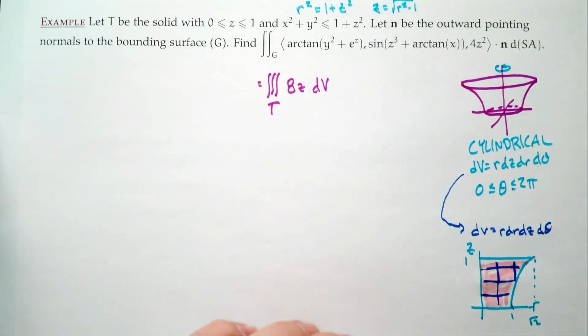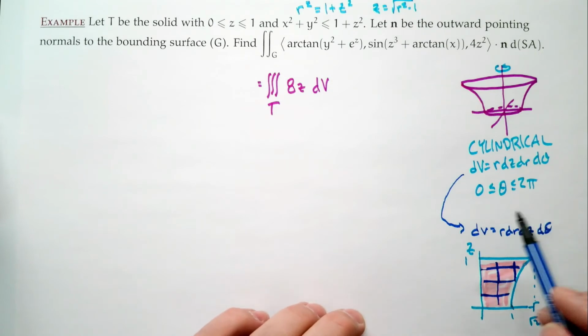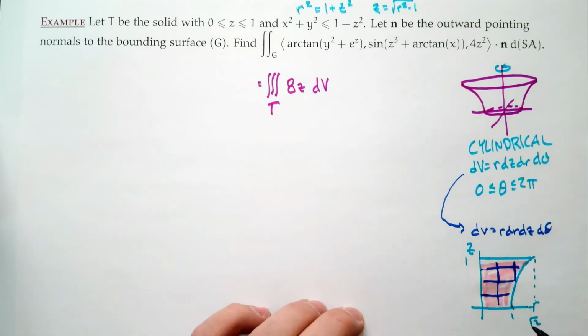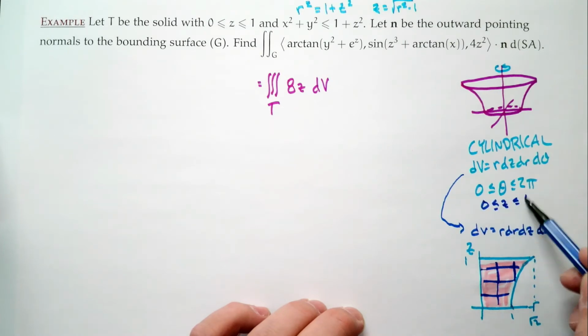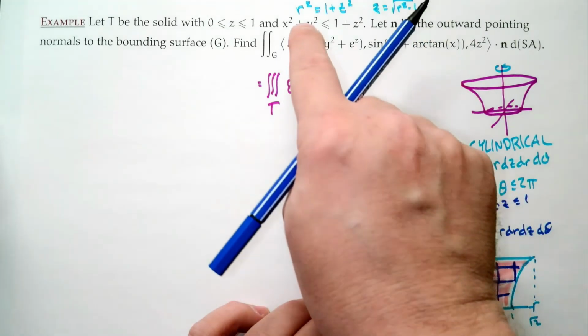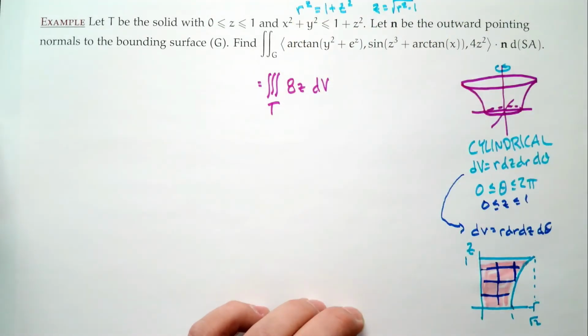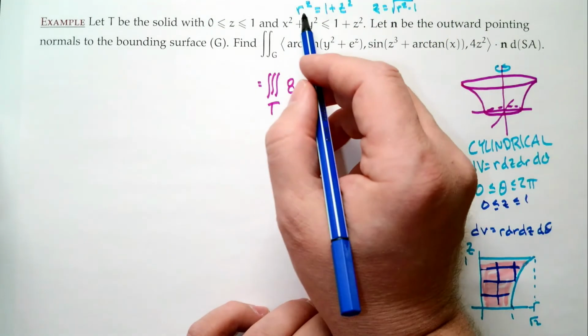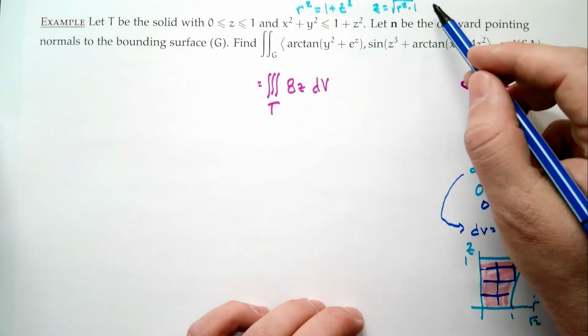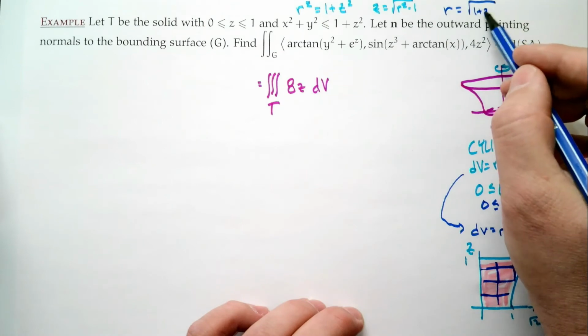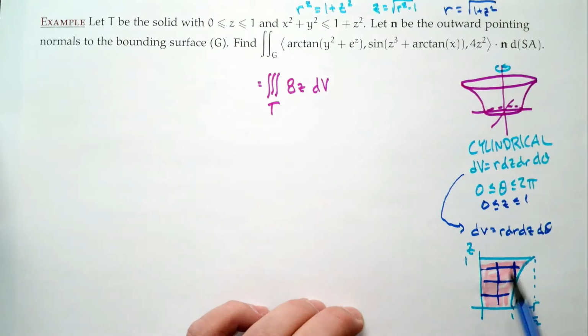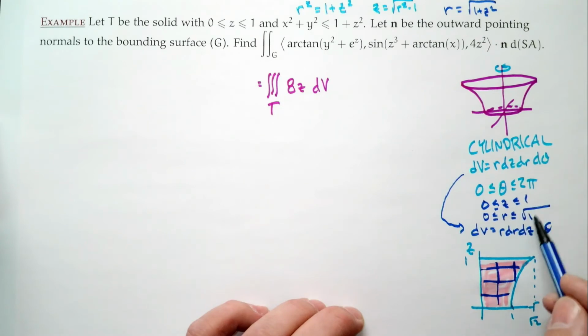So let's talk about z. Where does z go from? 0 to 1. Where does r go from? Well, now we need to solve for r as a function of z. So r squared is 1 plus z squared, which tells us r is the square root of 1 plus z squared. So r goes from 0 out to the square root of 1 plus z squared.